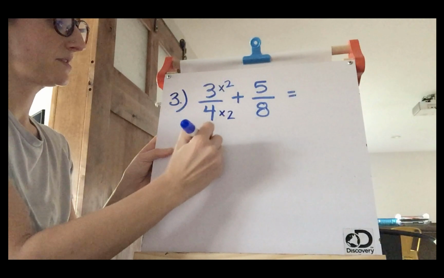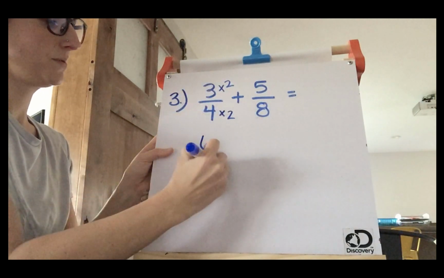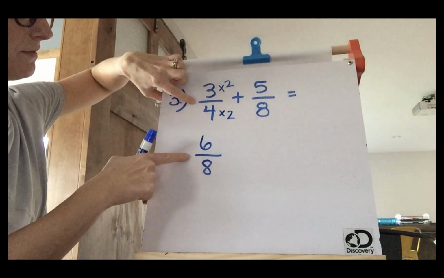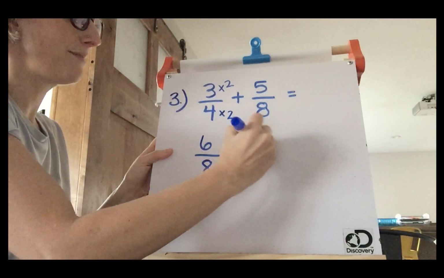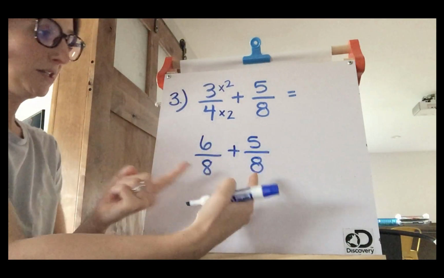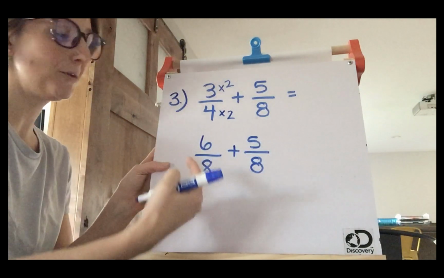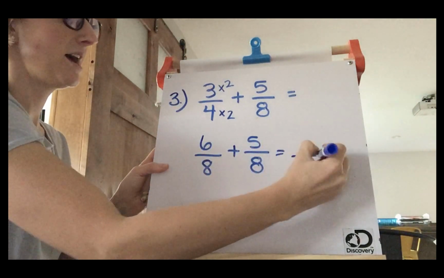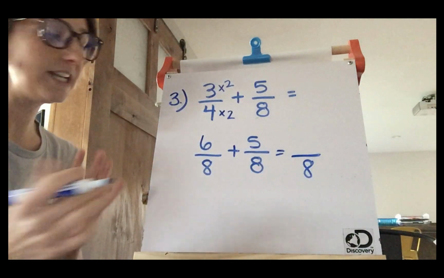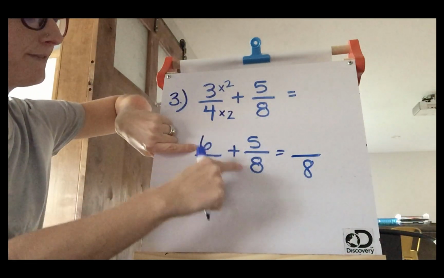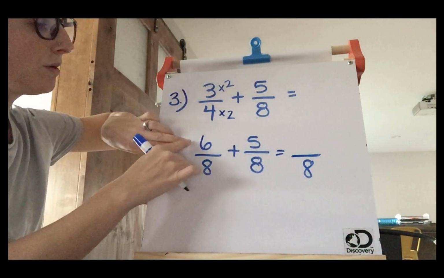So 3 times 2 is 6. 4 times 2 is 8. These are equivalent fractions, and now I can add my 5/8. Look, I made them become like fractions, and then we can just focus on our numerators. So my denominator stays the same. I'm still working in eighths. If I have 6/8 and I add 5/8, how many eighths do I have? Well, what's 6 plus 5?